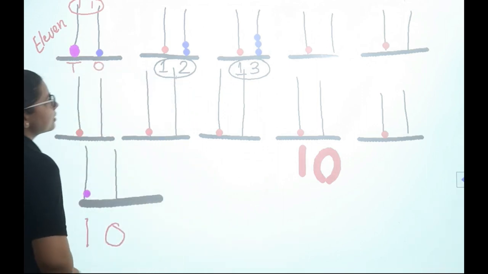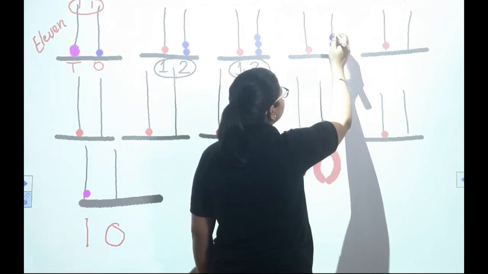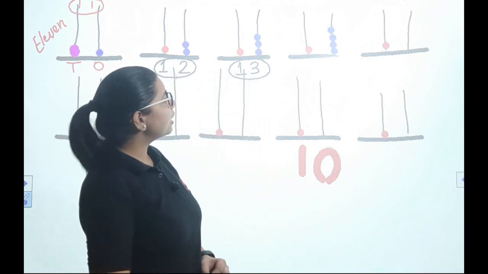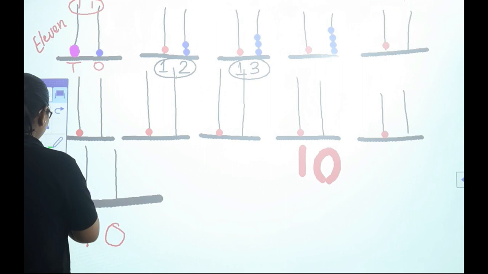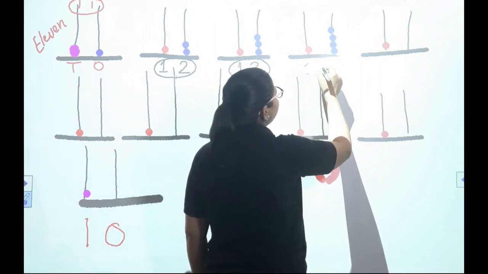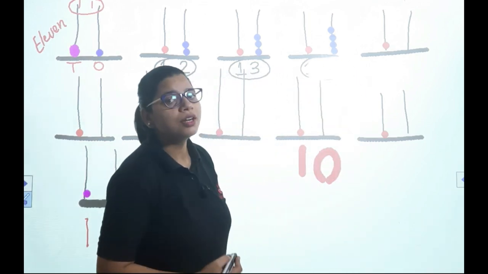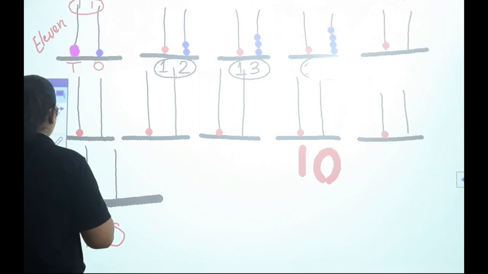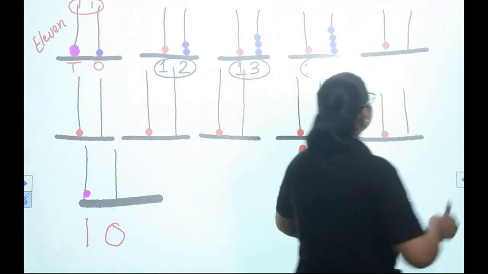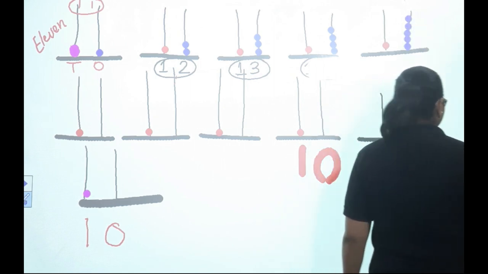Okay. Next. 1 tens. 1, 2, 3, 4. This is 4 beads on 1's rod. This will be 1, 4, 14. How do we write it? 1 here and 4 here. 1, 4 is what, kids? 1, 4, 14. Very good. Okay, now let's take another one. 1 bead here. 1, 2, 3, 4, 5. This is what?